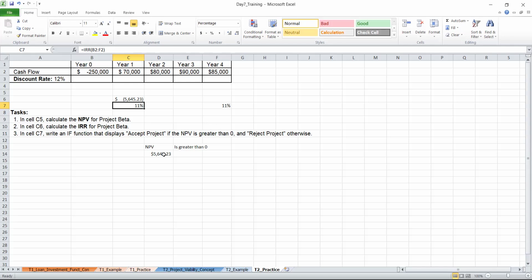So in that case, if the NPV is negative and IRR is 11%, should we accept the project or should we reject it? Accept the project, sir. NPV is greater than zero. No, rejected, sir. NPV is less than zero. Right. The NPV is negative. That means we cannot accept the project. Reject the project, sir. Okay. Got it? Yes, sir.